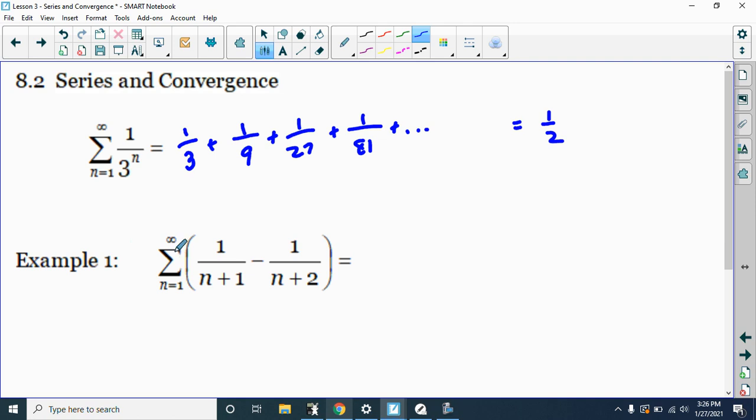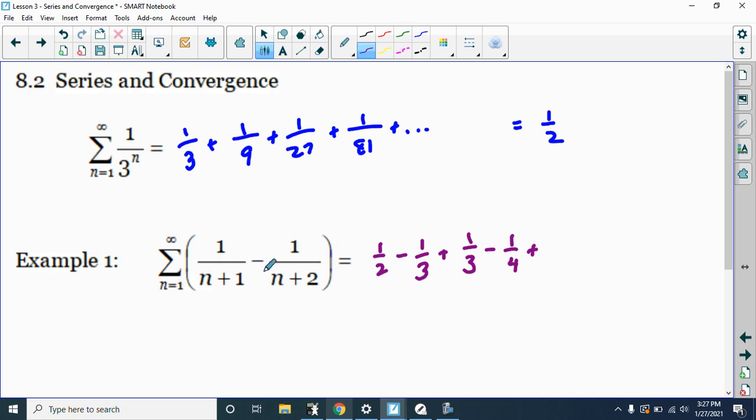Example 1 asks us to find the sum as n goes from 1 to infinity of 1 over n plus 1 minus 1 over n plus 2. And again, we're going to do this simply by plugging values in, at least initially. So if I plug in 1, I get 1 over 2 minus 1 over 3. And then the next number I plug in is 2. This is going to give me plus 1 over 3, and then I've got minus 1 over 2 plus 2.